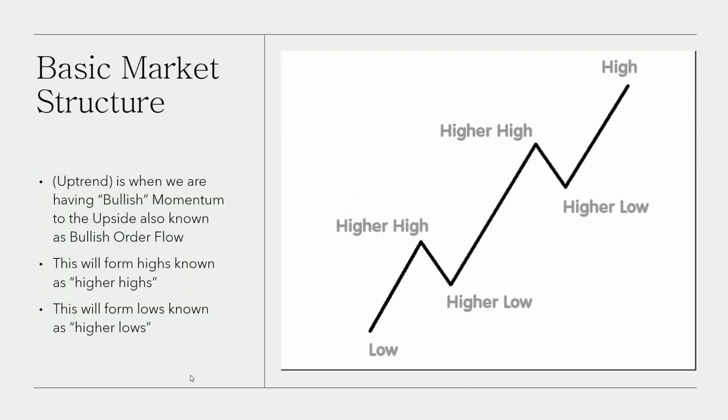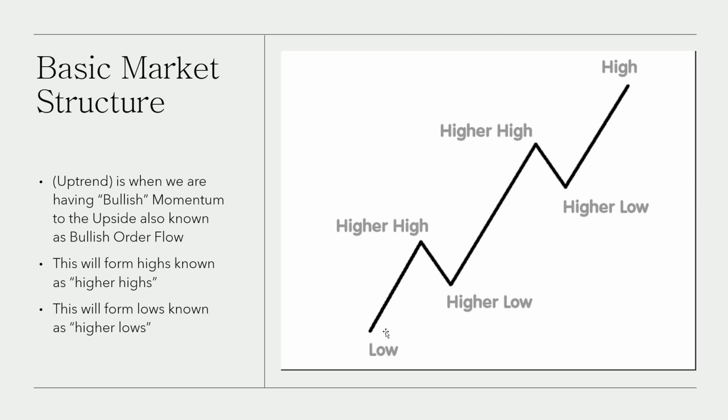So, basic market structure. An uptrend is when we are having bullish momentum to the upside, also known as bullish order flow. This will form highs known as higher highs. This will form lows known as higher lows. So in an uptrend, when you create highs and lows, the highs that you create are called higher highs. The reason they are called higher highs is because the next high that is formed is higher than the previous high. Same thing with the lows. Every low that is formed, the next low should be higher than the previous low.